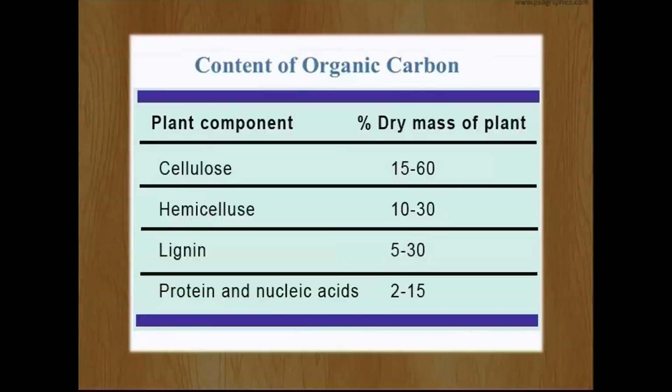Now let us see what is the content of organic carbon per dry mass. If we see, cellulose comprises 15 to 60%, hemicellulose 10 to 30%, lignin 5 to 30%, followed by protein and nucleic acids, which only constitute 2 to 15%. Thus, we can see in this table that the carbohydrate or the organic carbon forms a good amount of the dry mass of plants.